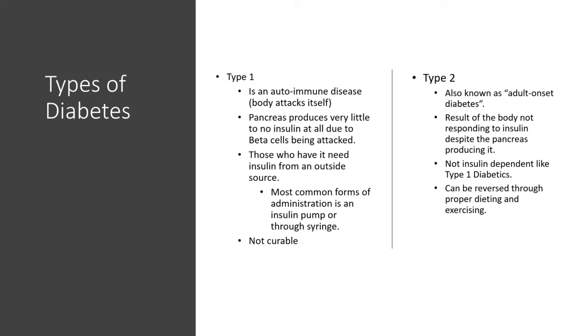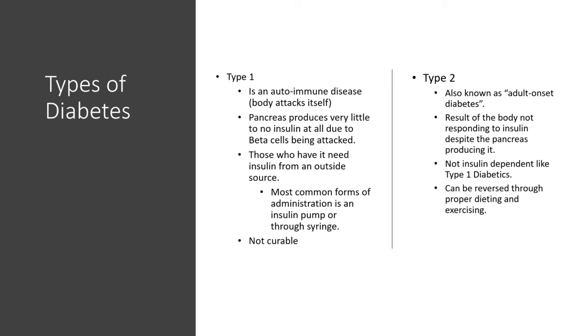First you have type 1, which is an autoimmune disease. In other words, the body attacks itself. More specifically, the body attacks the pancreas, specifically its beta cells, which in turn results in very little to no insulin production at all because there are no cells to make it. Those who have this type of diabetes need to have insulin administered from an outside source. Most common forms of administration are insulin pumps or through a syringe. And type 1 is not curable, but it can be managed.